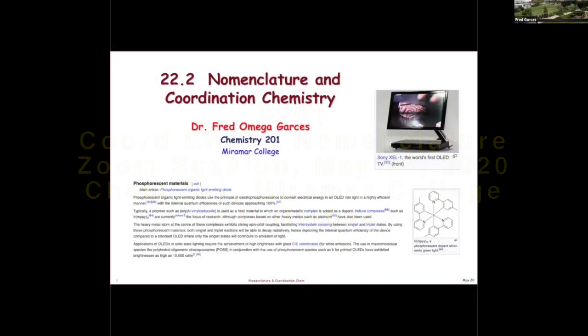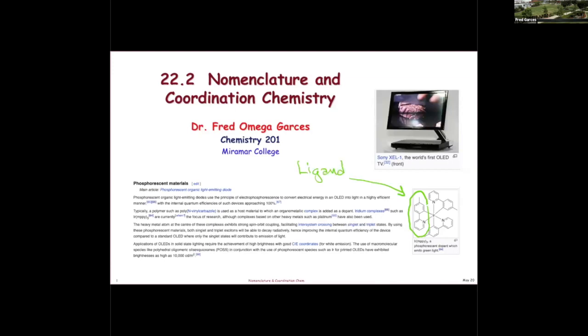Coordination chemistry, nomenclature, coordination chemistry. The reason why, like I said, I enjoy this chapter is because I did a lot of graduate work with this specific chemical right here. Mine was a slight variation, but I certainly used this chemical right there. That's called a ligand. Okay, you will be introduced to that terminology in this chapter.